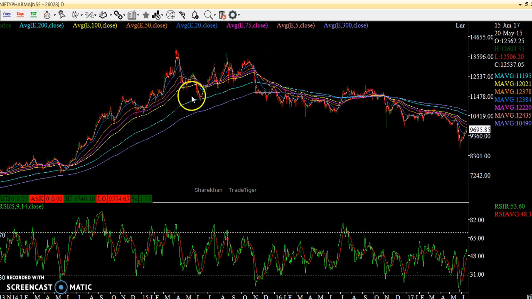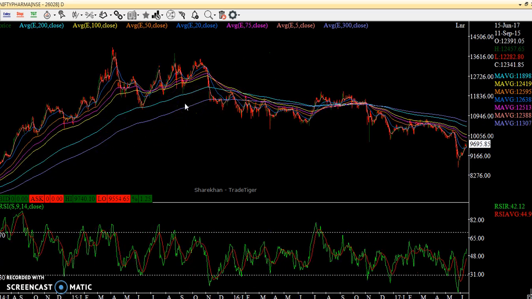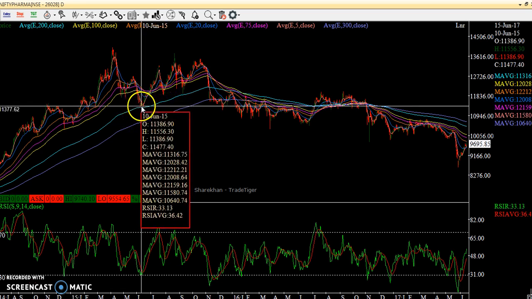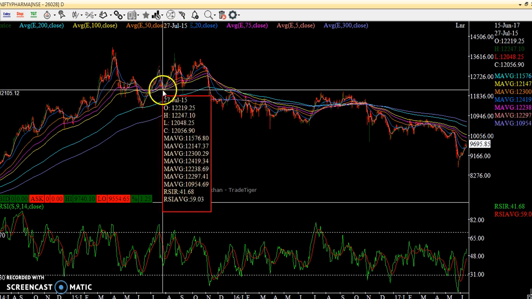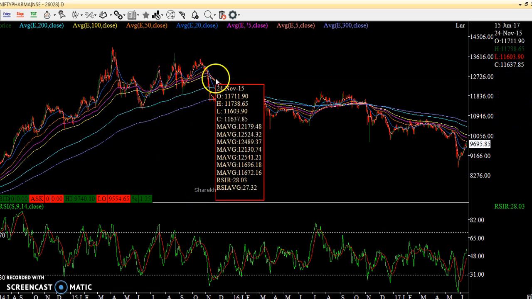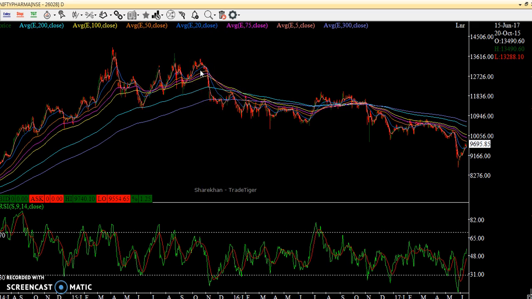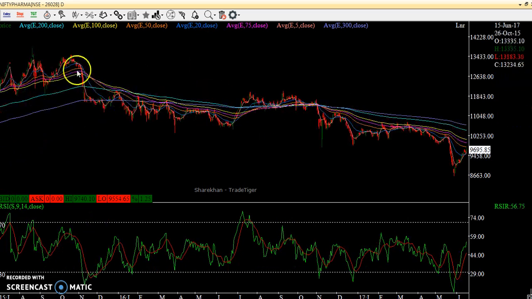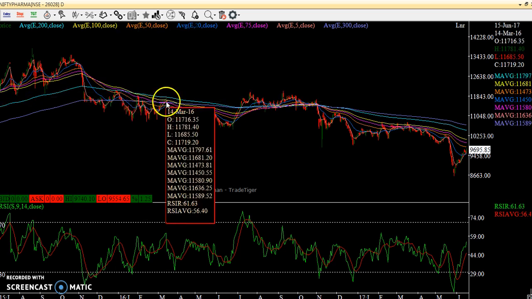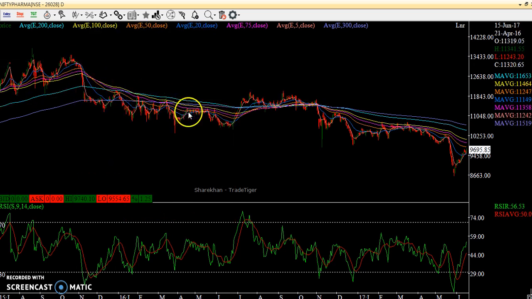So everything I have said, the fundamental things which affect the pharma sector, you can see in the charts. It touched the 200 day moving average and went up, and again it was moving sideways till the end of 2015, and then it started declining because again US FDA approvals and other things affected the pharma sector a lot. So it continuously started going down. The trend is still down, you can see.